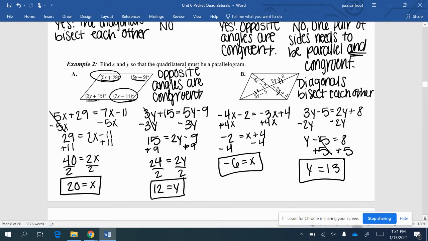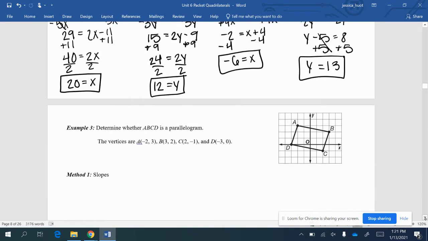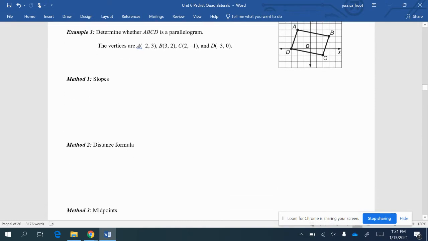Okay, on the back here, it says determine whether ABCD is a parallelogram. Then it gives us the vertices. I'm going to go ahead and do these in different colors just to help us.